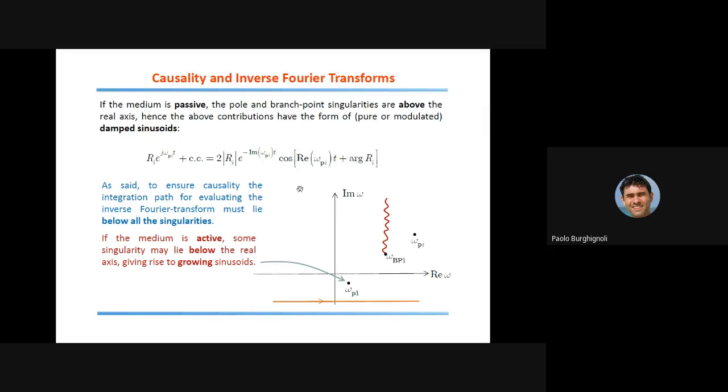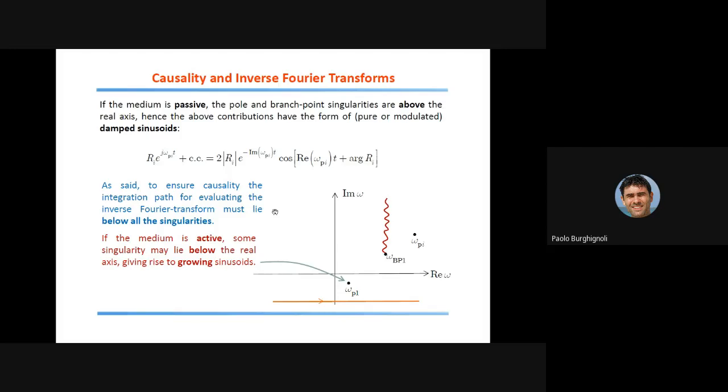Conversely, if your medium were active, then some singularities could also lie below the real axis. This gives rise to growing sinusoids. But again, causality requires that we integrate along some line that lies below all the singularities. That is because in any case, we need to close the contour at infinity in the lower half plane to conclude that the waveform is zero when time is negative. So when you have an active medium, you should evaluate your inverse Fourier transforms not on the real axis, but on the shifted real axis, which lies below all the singularities, poles, and branch points.